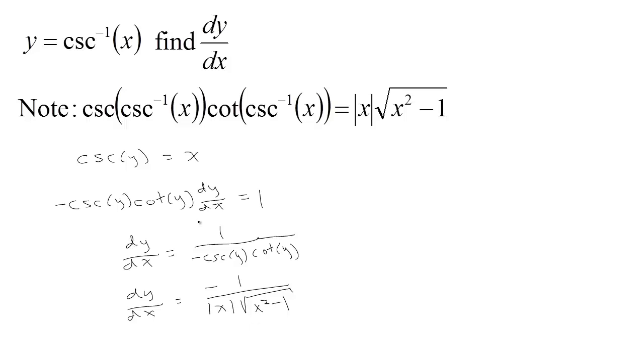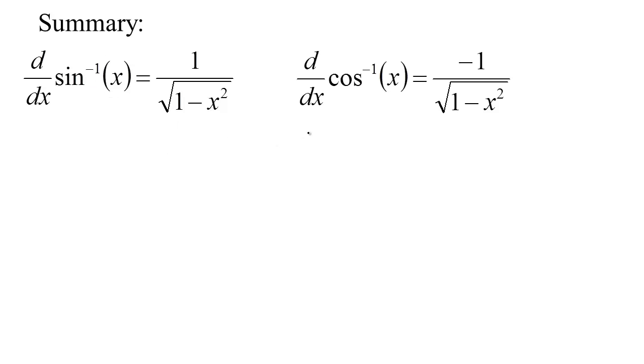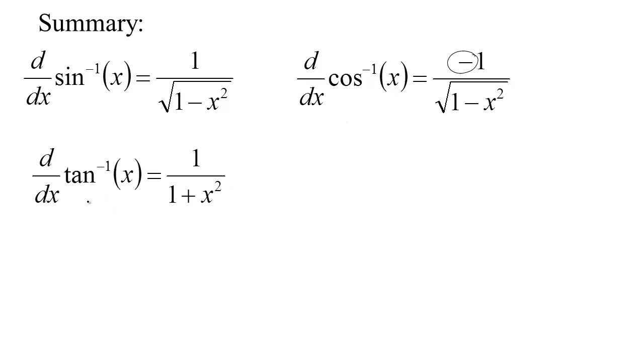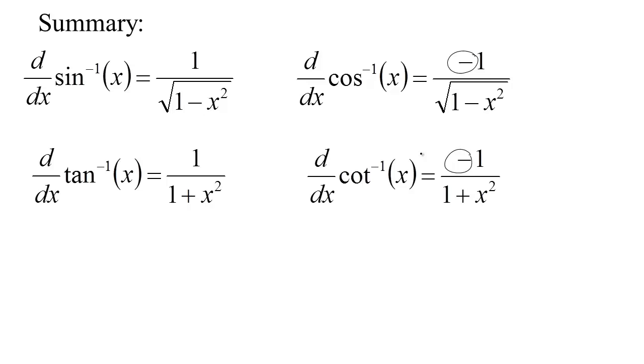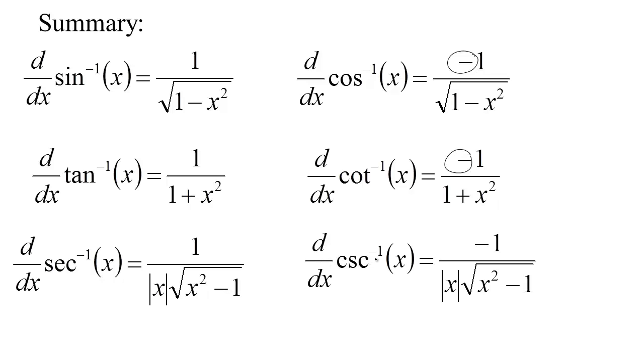So to sum up, the derivative of the arc sine is 1 over the square root of 1 minus x squared. The derivative of the arc cosine is almost the same, it just has a negative sign. The derivative of the arc tan is 1 over 1 plus x squared, and the derivative of the arc cotan is almost the same, it just has a negative sign. The derivative of the arc secant is 1 over the absolute value of x times the square root of x squared minus 1, and the derivative of the arc cosecant is almost the same, it just has a negative sign.